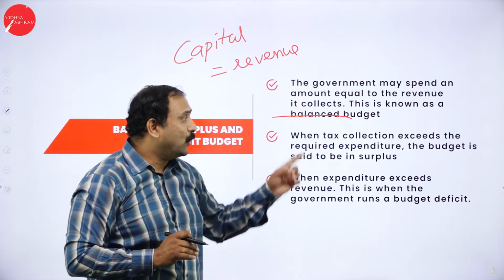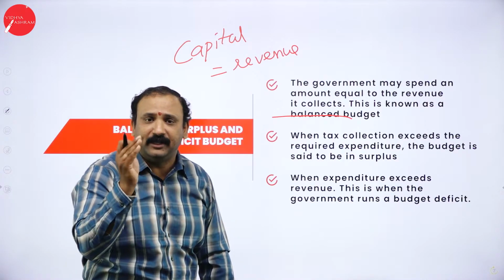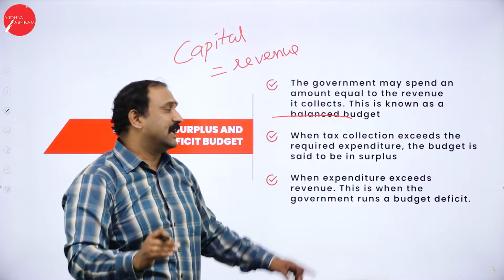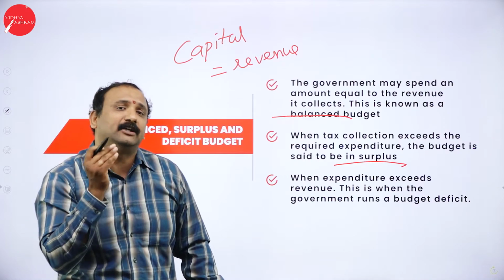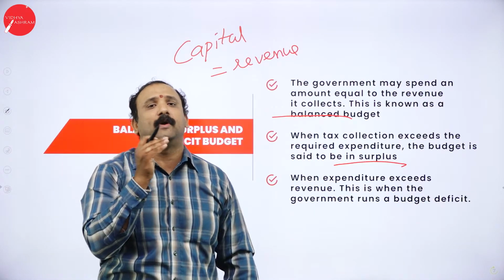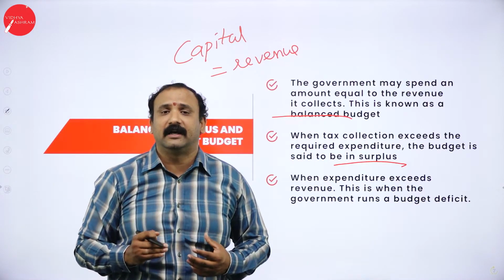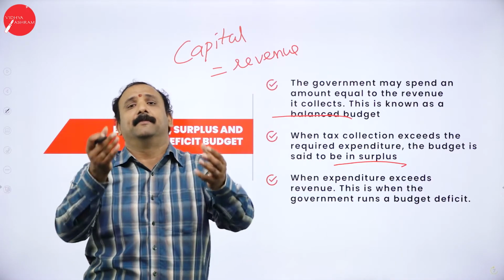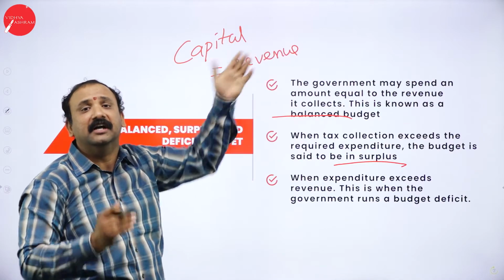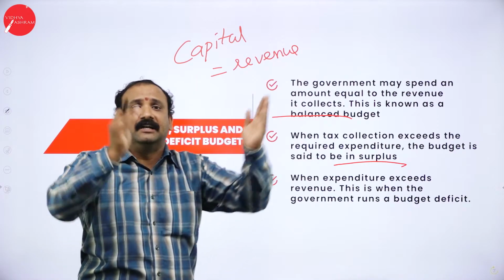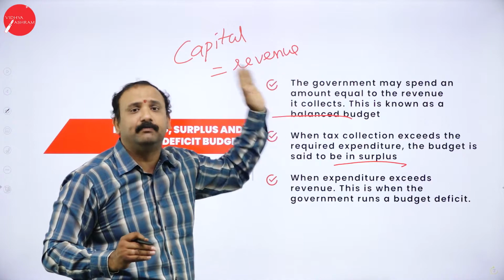Now the second part: when the tax collection exceeds the expenditure, that means your revenue is more than expenditure, and it is a surplus budget. You get more income compared to expenditure. That means the country is able to collect more and more tax, more income is coming in, and they are able to manage well above the expenditure. Expenditure is a small fraction, but income is a larger fraction. Then we call it a surplus budget.